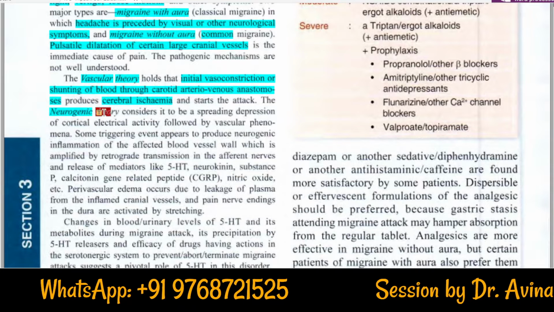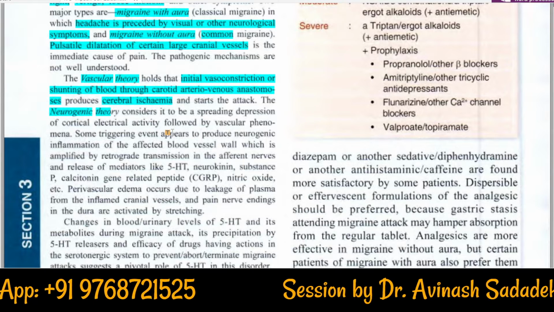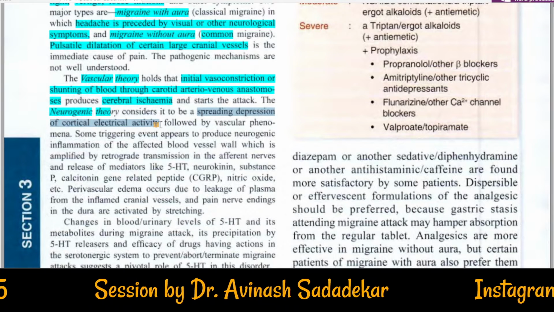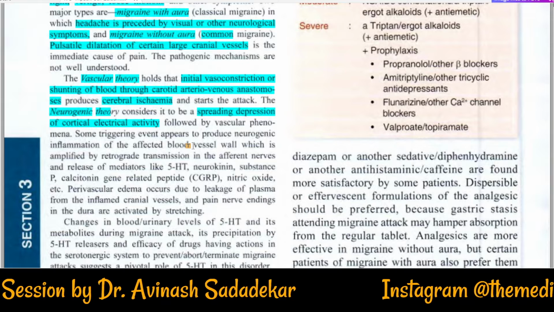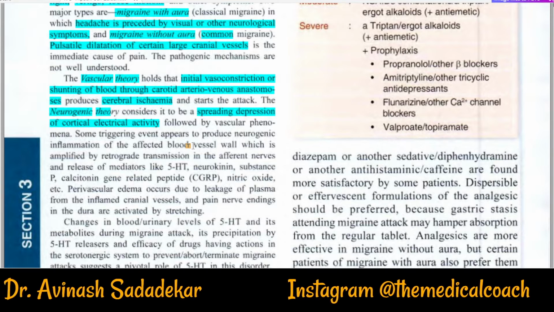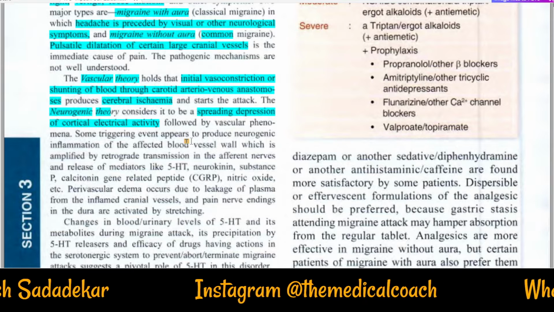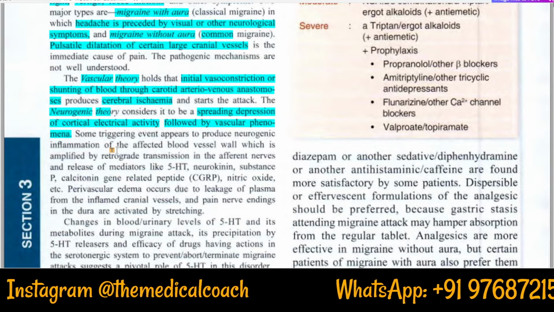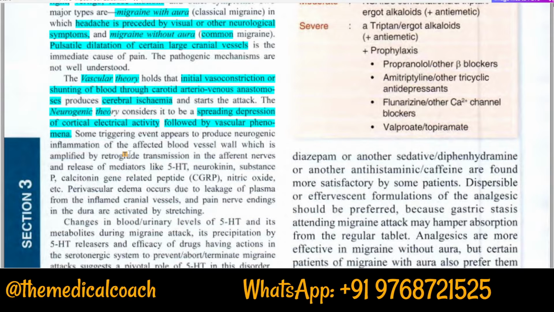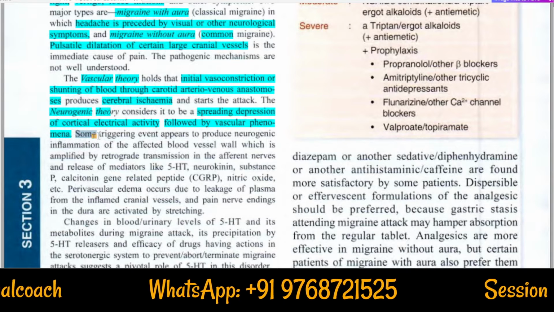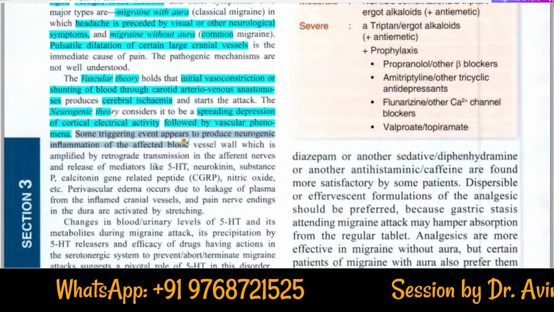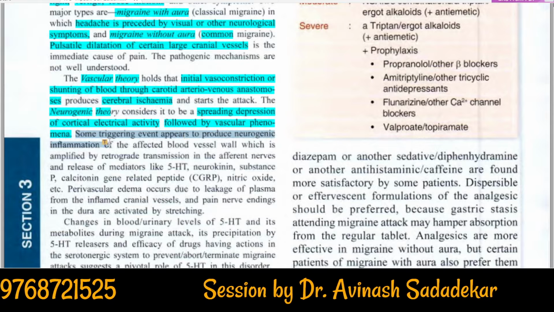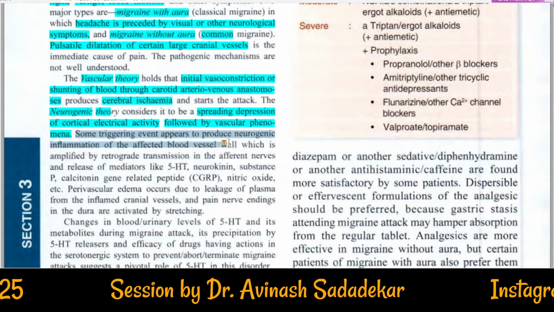The second theory is called the neurogenic theory. What is believed is there is a spreading depression of cortical electrical activity. So it is suggested that the neurons are stopping their activity, and this is then followed by vascular phenomena where there is less blood going to the brain. We don't know what is the triggering event. Okay, but some triggering event is there which produces neurogenic inflammation of the affected blood vessels.